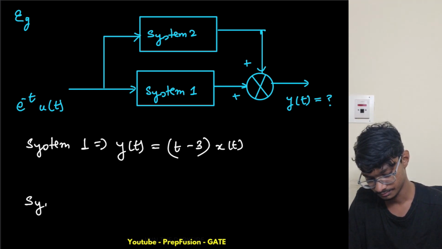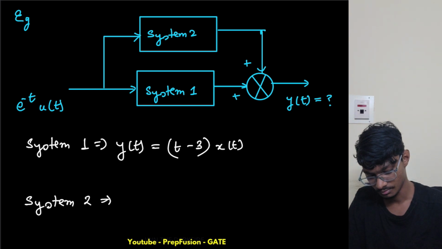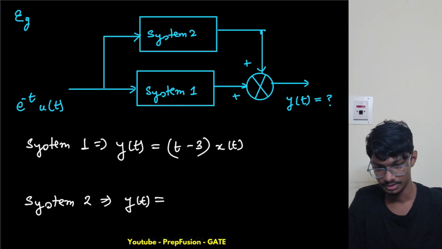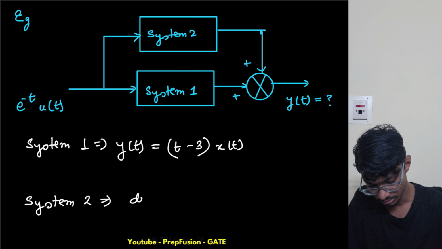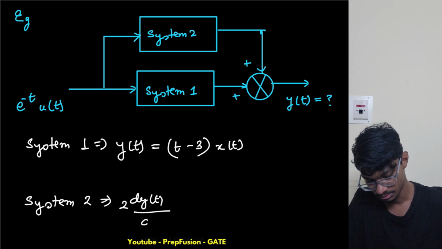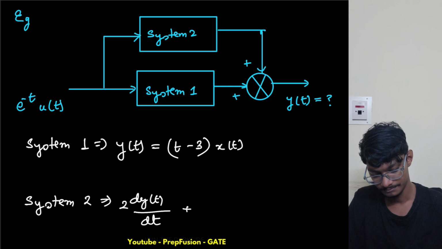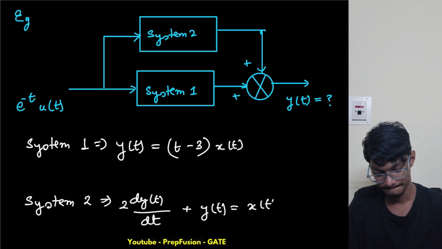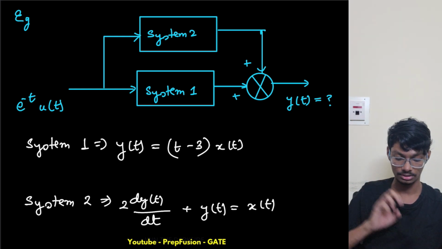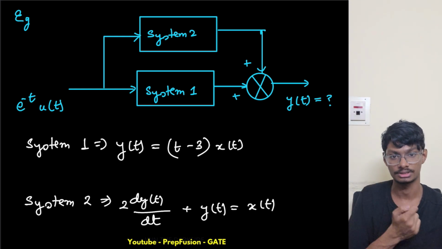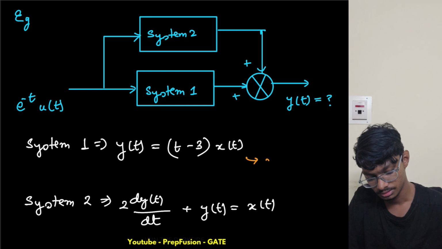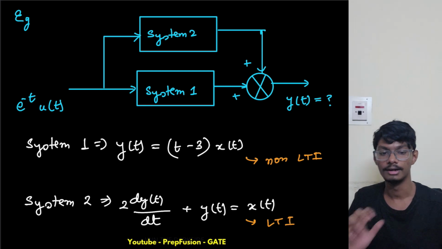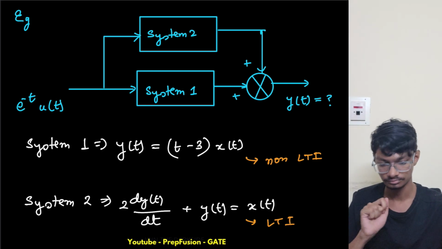And for system 2, right, the output is simply, let me write this in a different way. So like this, 2 dy(t)/dt plus y(t) equals x(t). Okay, so this is the input-output characteristics for the second system. Now what you observe is, this is a non-LTI system, and this is an LTI system, right?